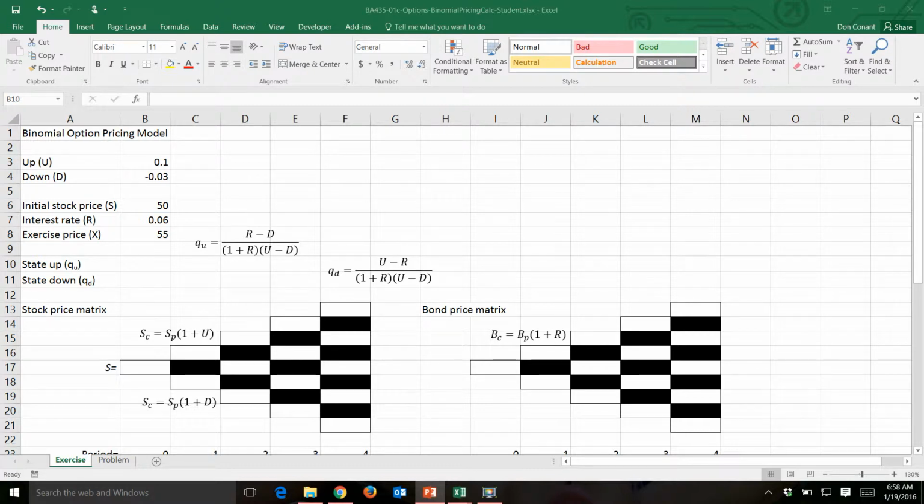We've set the exercise price at $55, and we have decided that the probability of the upstate, in other words, things going up, is 10%, and that the probability of the downstate is 3%. And notice that we've stated the downstate as a negative value, negative 0.03. Now we need to calculate the probability of state up, or Q sub U, and the probability of state down, or Q sub D.